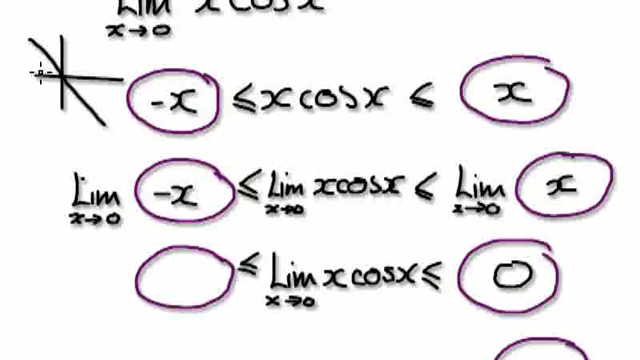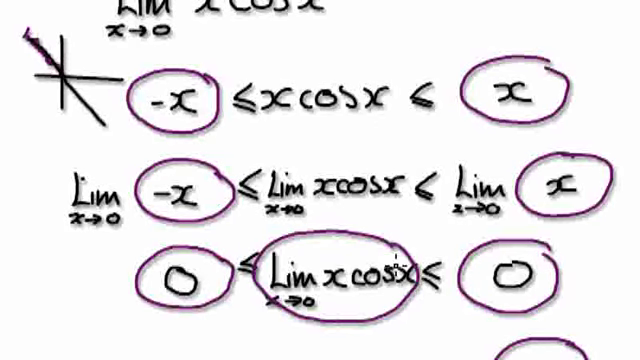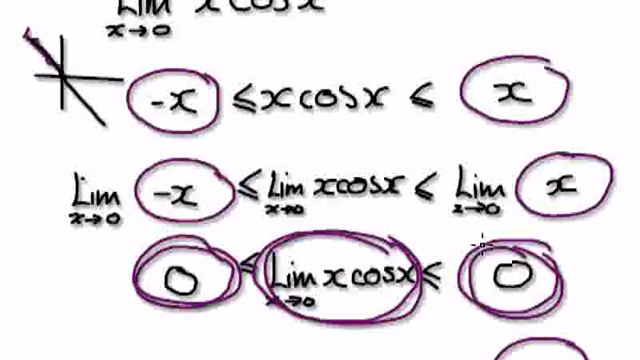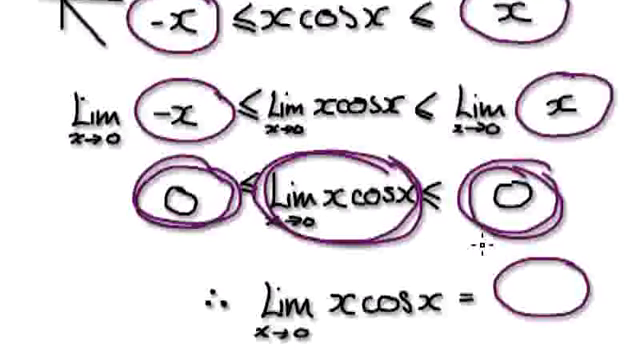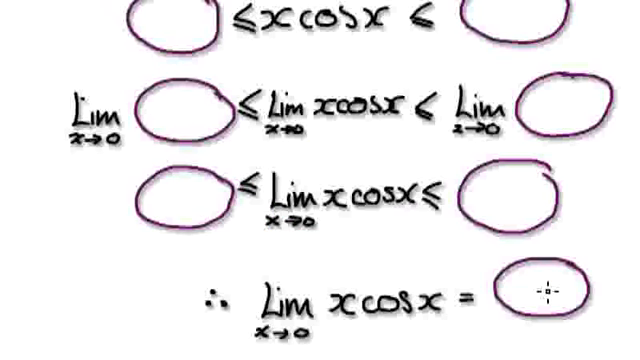Y equals negative x here. You see, as x tends towards 0, you can see it's heading towards 0. So the limit of negative x is actually 0. Okay, so what we want to find out is trapped in between 0 and 0. So therefore, we can say the limit of this here is actually 0.